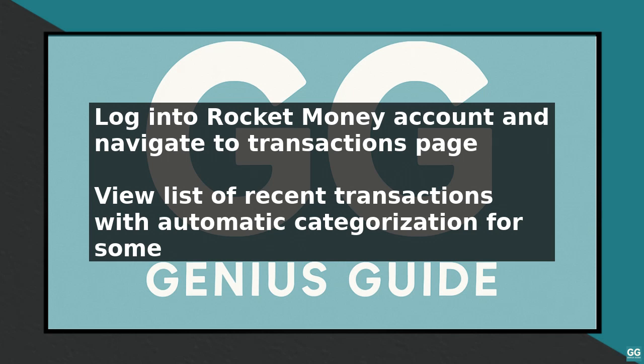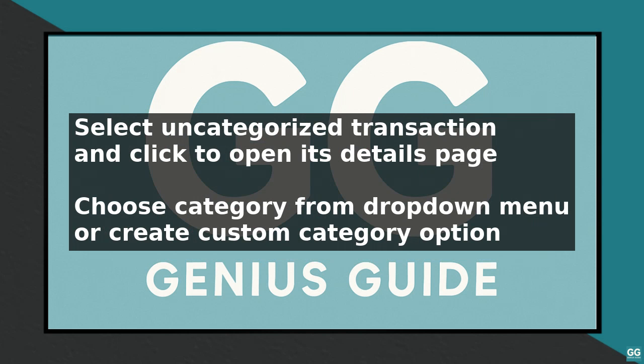Click on the transaction to open its details page. On this page, you will see a drop-down menu labeled Category. Click on this menu to view a list of available categories, such as food, transportation, and entertainment. Choose the category that best fits the transaction.